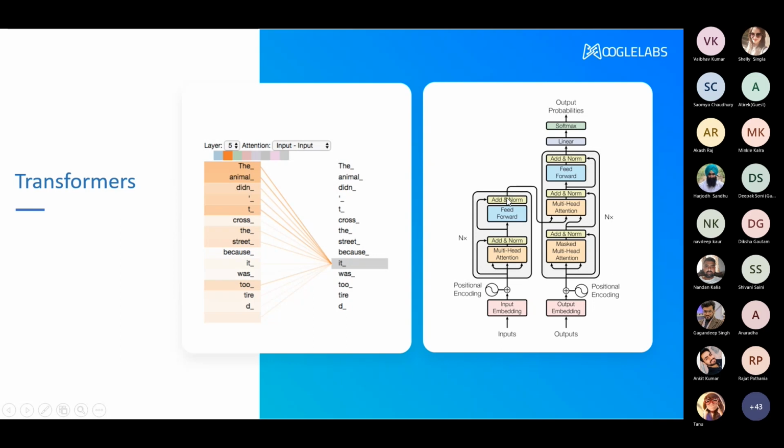Suppose we have 6 encoders. From the sixth encoder we take this output, and this is given to this encoder decoder attention. So there are three kinds of attention: this is the self attention, then this is the encoder decoder attention, then the output attention. So there are three units here.